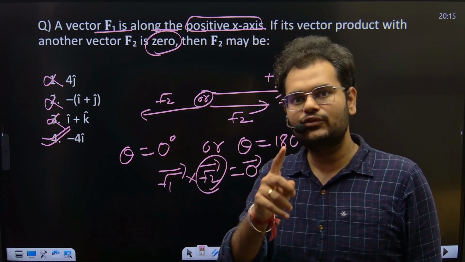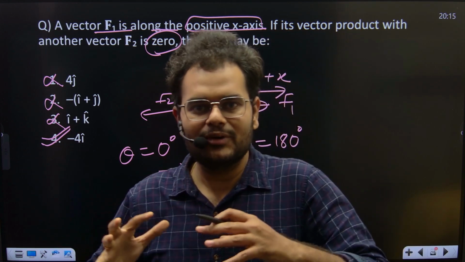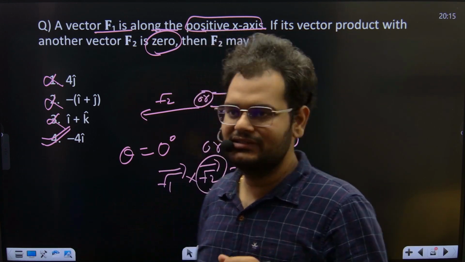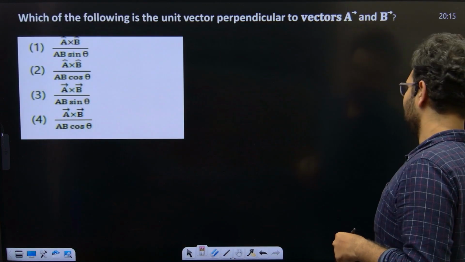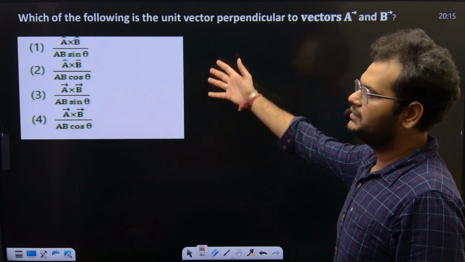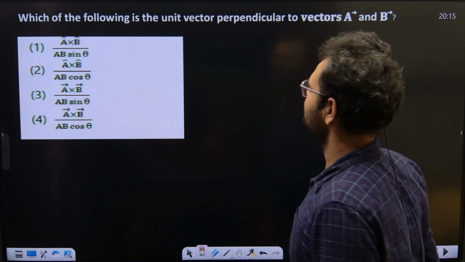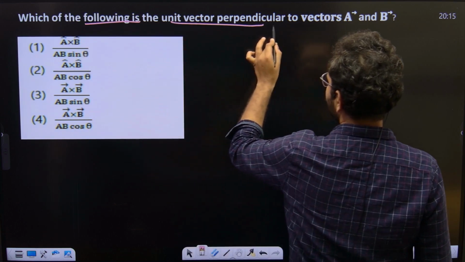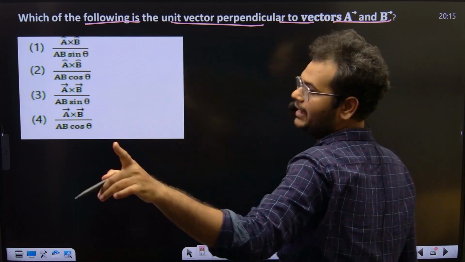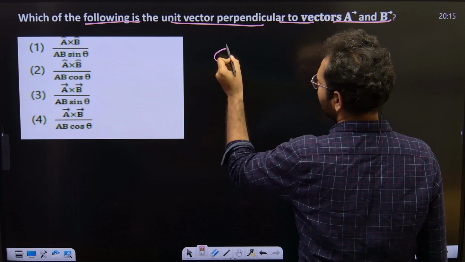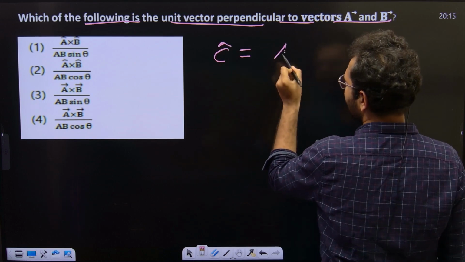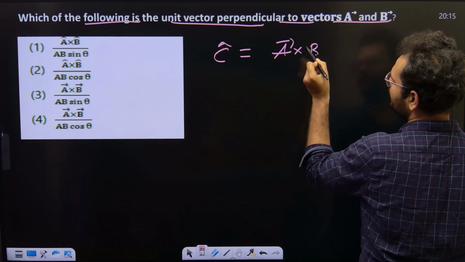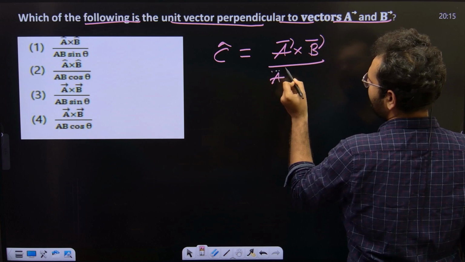And such kinds of questions are all taken from different medical and engineering exams. These are not my questions. See this question. You must have seen this question in your test or anywhere. Which of the following is a unit vector perpendicular to vectors A and B? Tell me what is the formula. Unit vector which is perpendicular to A and B is A cross B divided by A cross B magnitude.